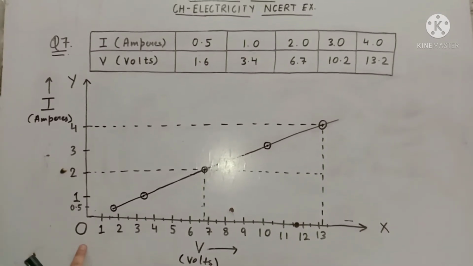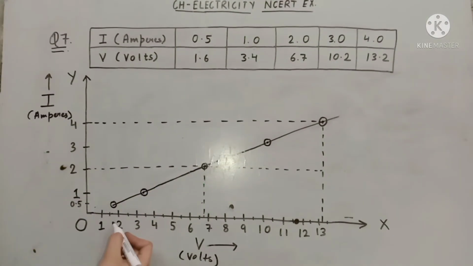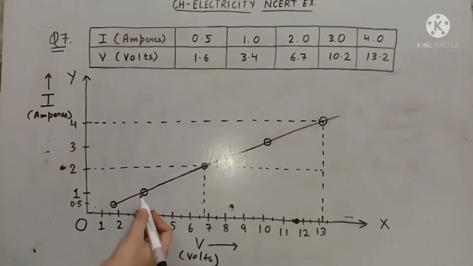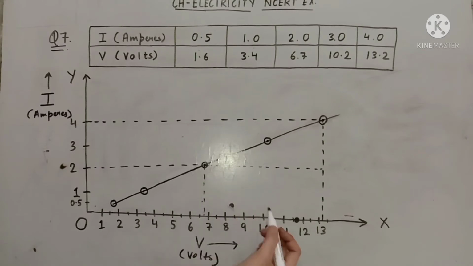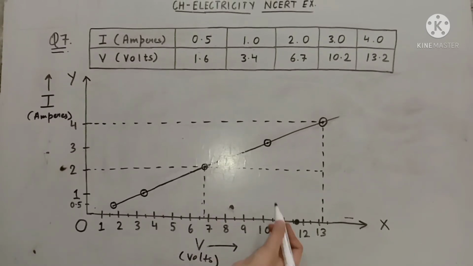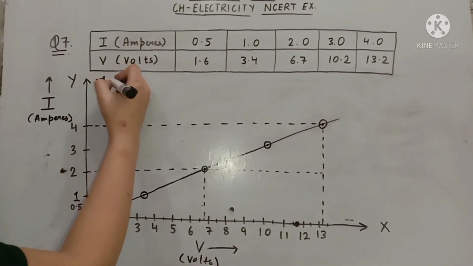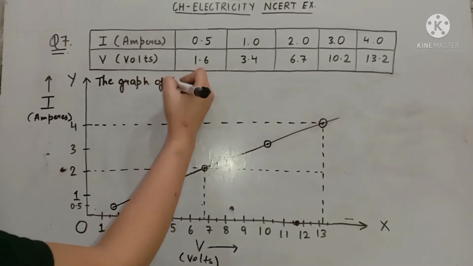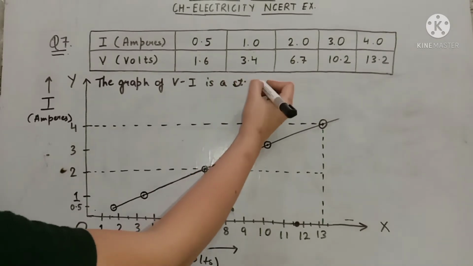O is the origin. Now when voltage is 1.6, the current is 0.5. When voltage is 3.4, current is 1. When voltage is 6.7, current is 2. When voltage is 10.2, current is 3. When voltage is 13.2, current is 4. The graph of VI is a straight line graph.